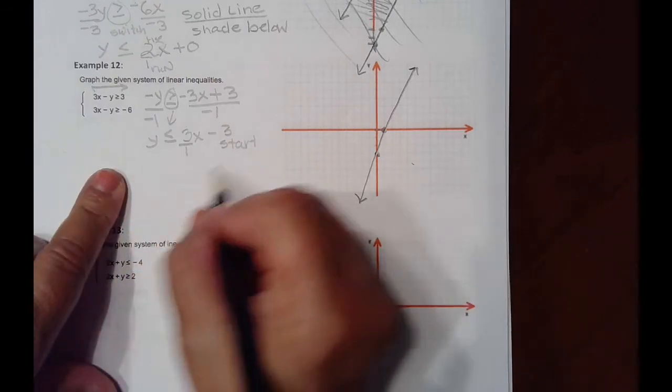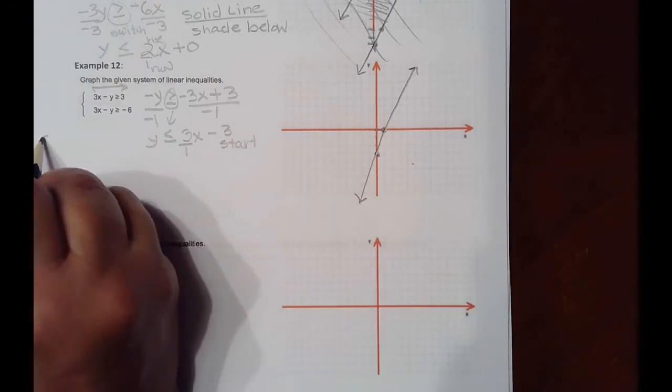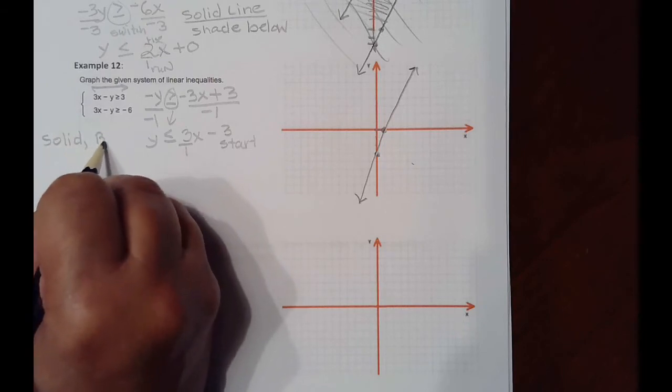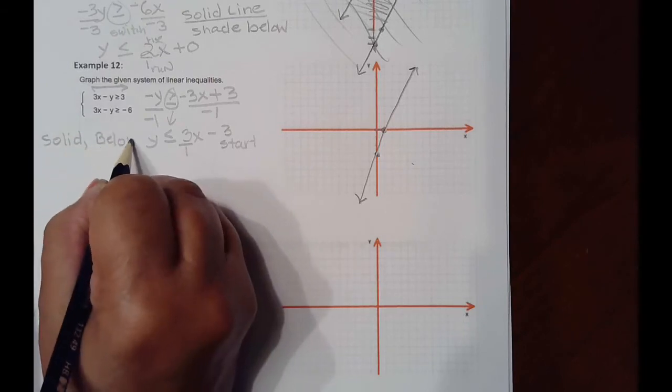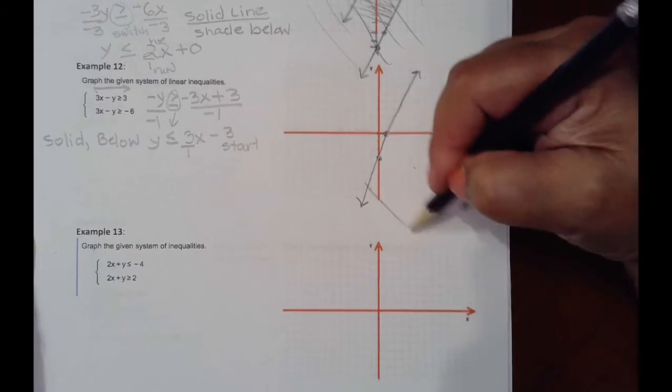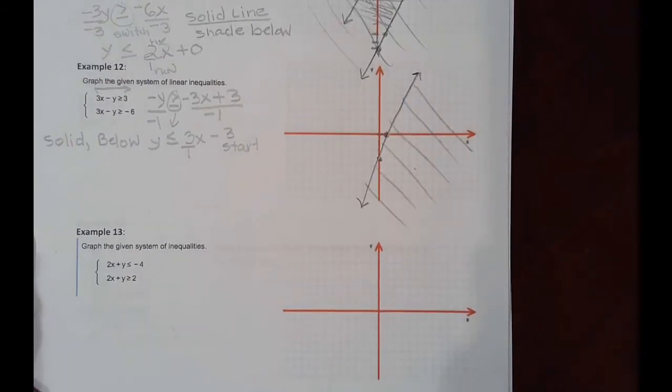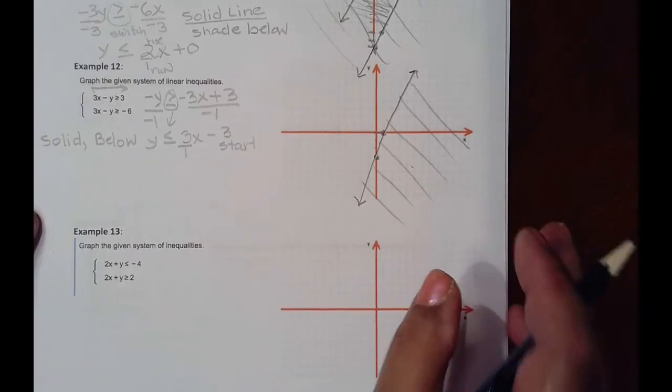And I'm going to be shading below. Okay, so this is a solid boundary line, shade below. Okay, so that's going to be right there. Remember, we're looking for the overlap of this system.